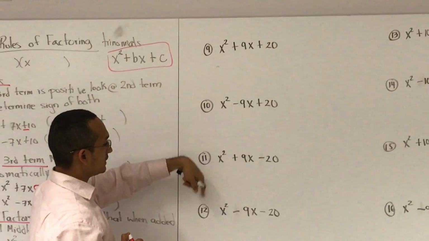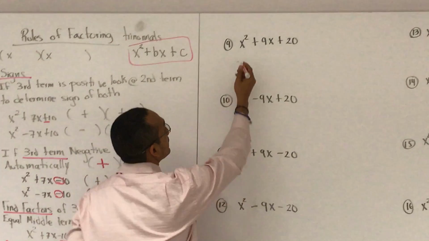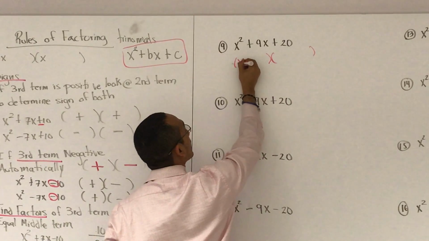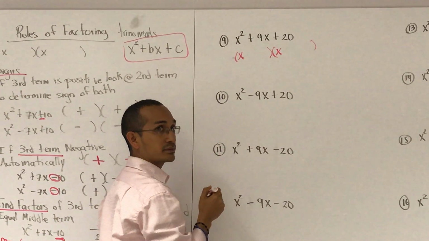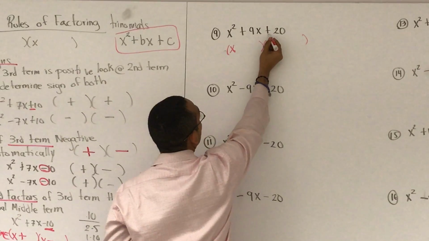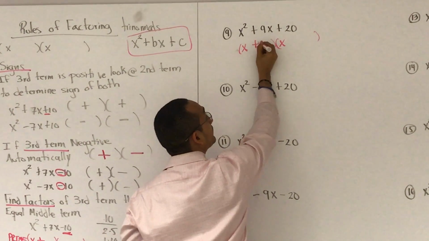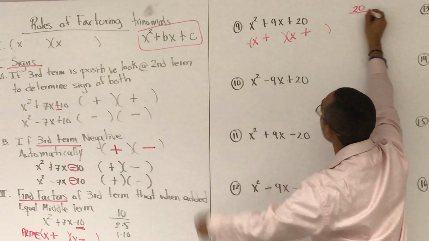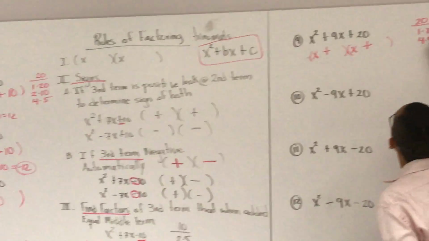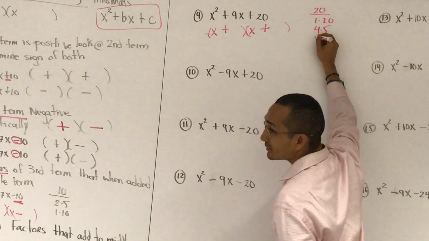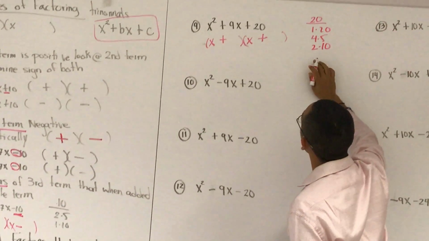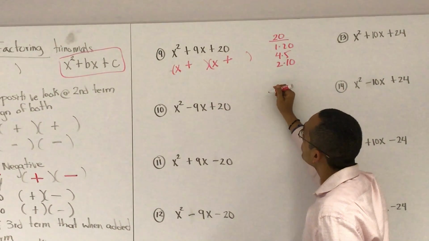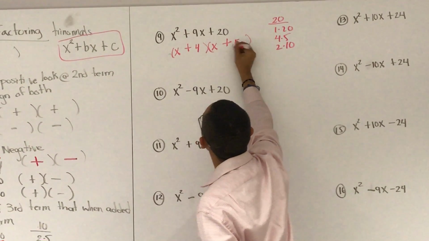So let's do 9, 10, and then we're done. Okay, let's do this one. This one again, parentheses, parentheses, x and x. Both positive? This is positive, so you look at the second sign and determine the sign of both, positive. And the factors of 20, we did it already, right? 1 and 20, 4 and 5, and what else? 2 and 10. Okay, so which of these, when added together, give you 9? 4 and 5. Great.